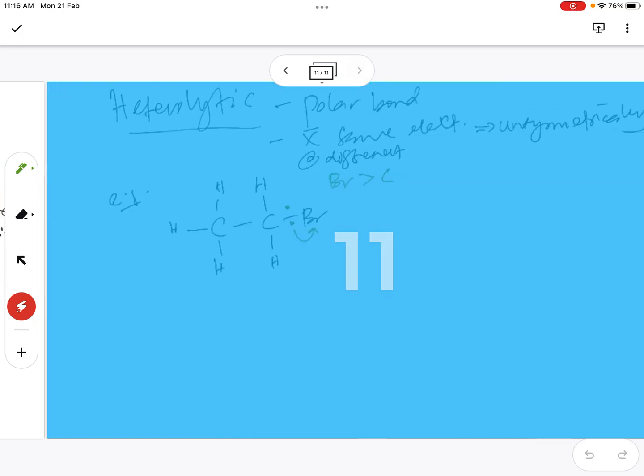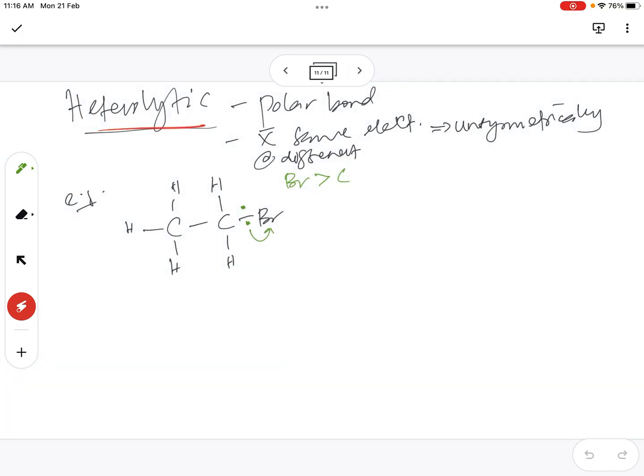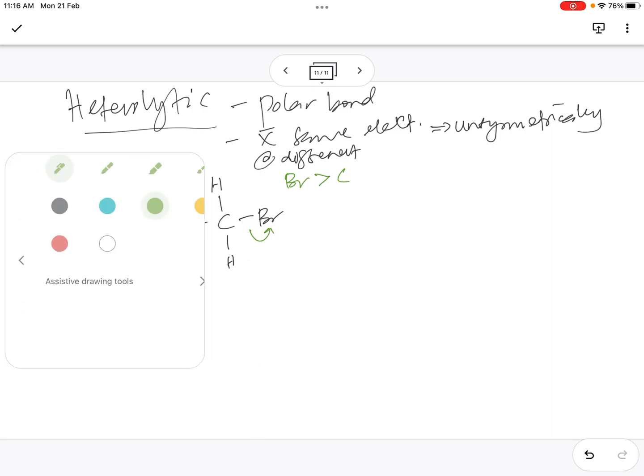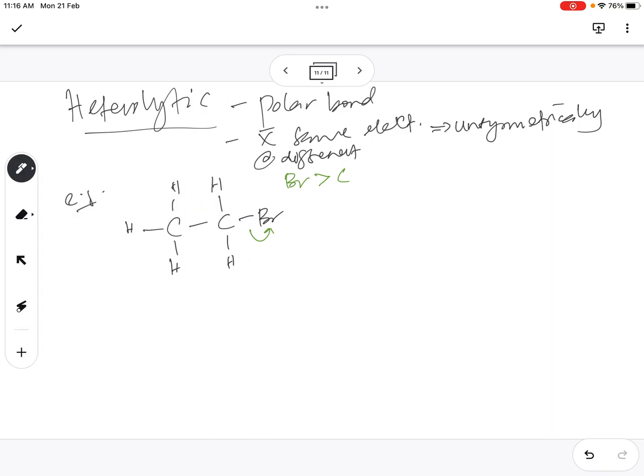Tapi bila kita heterolytic, kita gunakan full headed arrow sebab semua elektron akan pergi ke atom yang lebih elektronegatif. Okay, so ini elektron tak perlu ditunjukkan. Saya hanya tunjukkan untuk kita punya understanding. Jadi apa yang kita akan dapat adalah ini akan jadi positive terminal, ini akan jadi negative terminal. Okay, sebab elektron semua pergi ke sana. Maka kita akan hasilkan anion dan cation.